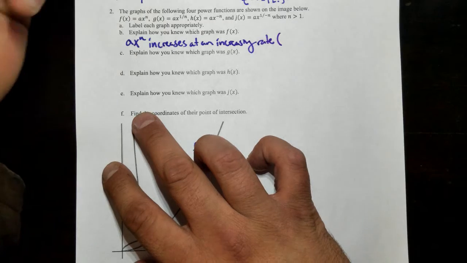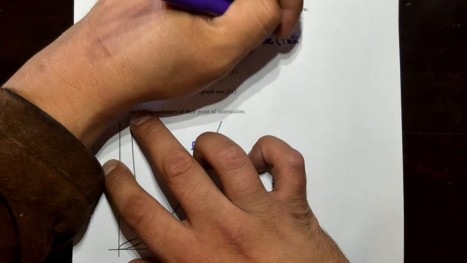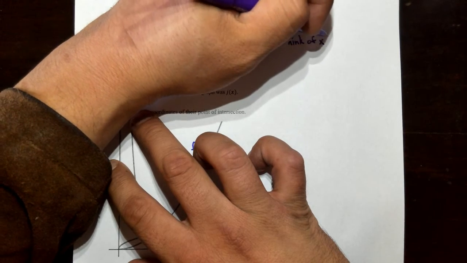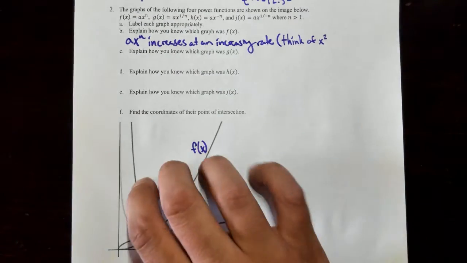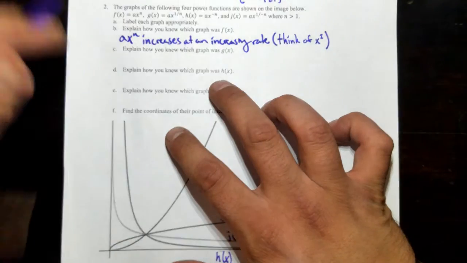And we can think of something like x squared, right? X squared is a function that increases at an increasing rate, at least on the right side of the graph.